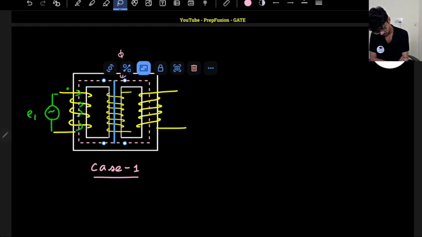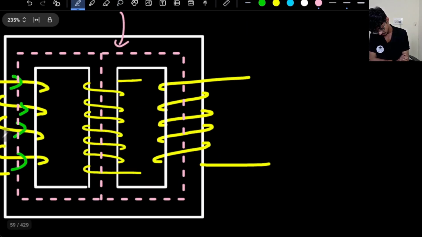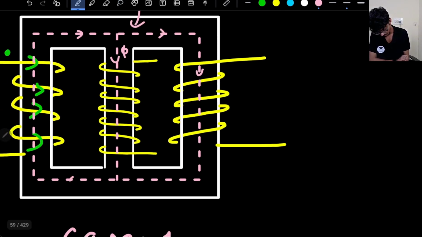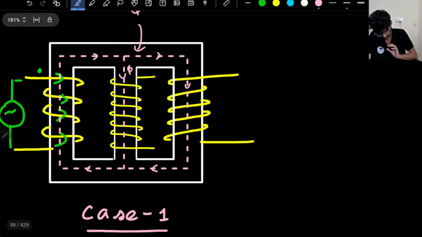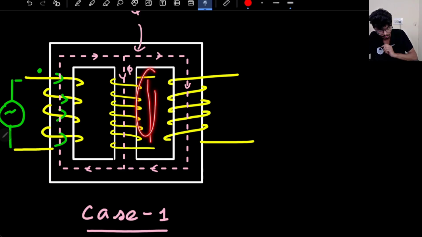So yeah, I have a flux here as well, right? This is my flux, and this flux will flow like this and like this. These will be the directions of flux, because they will form a closed loop. Flux always forms a closed loop. So these are the directions of the flux. If the flux direction is this, I have to somehow induce a voltage such that it will oppose it, right?